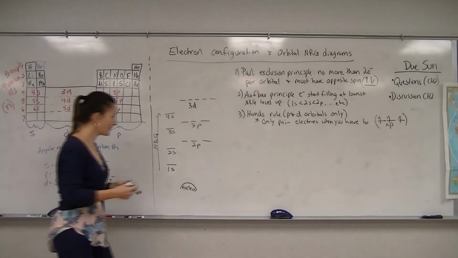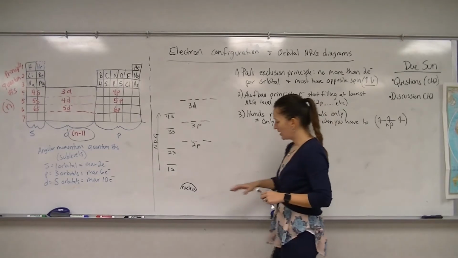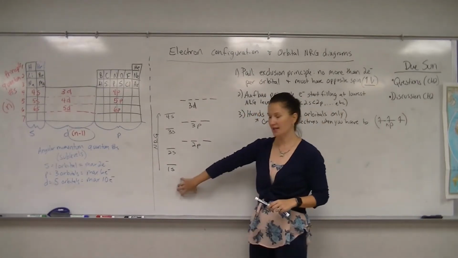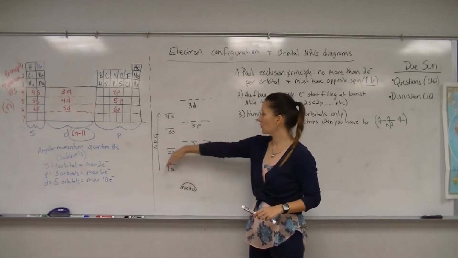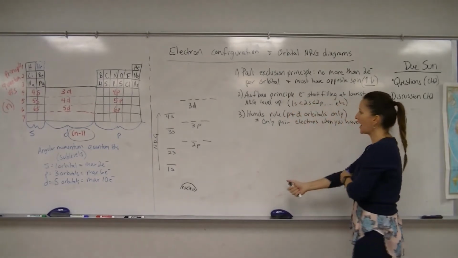So let's look now at how we're going to fill this up. This diagram here is a representation of an atom. We have the nucleus in the center, and then these are the levels or the rings surrounding the atom. So how do we fill this up?